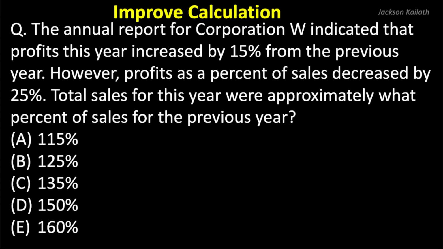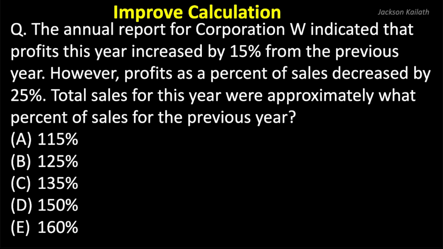Alright, we are back. I hope you have given it a try. Now let's read this question. The annual report for Corporation W indicated that profits this year increased by 15% from the previous year. However, profits as a percent of sales decreased by 25%. Total sales for this year were approximately what percentage of sales for the previous year? So that's the question. You can see it's pretty similar to the previous question.